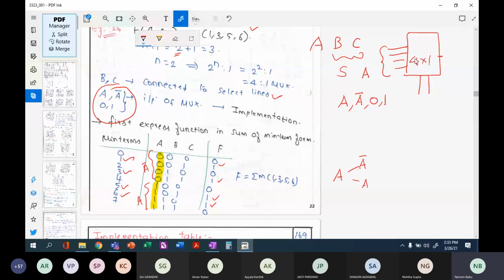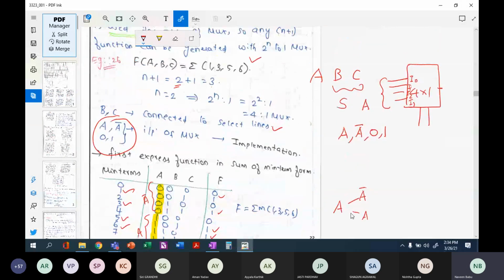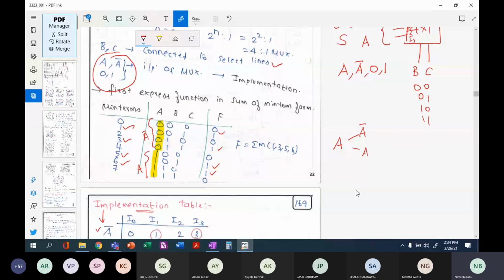If it is a 4x1 multiplexer, I will have my inputs I0, I1, I2 and I3. Please remember that these inputs will be selected by my select lines B and C. So BC can take values 00, 01, 10, 11. Look at the truth table also: 00, 01, 10, 11. The same thing repeats here also.